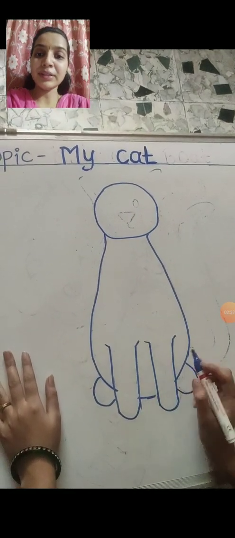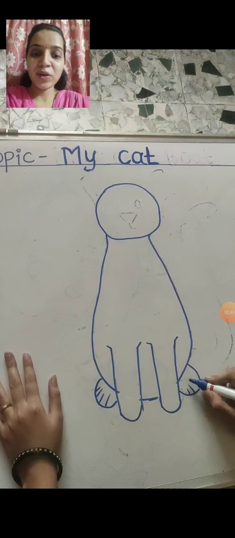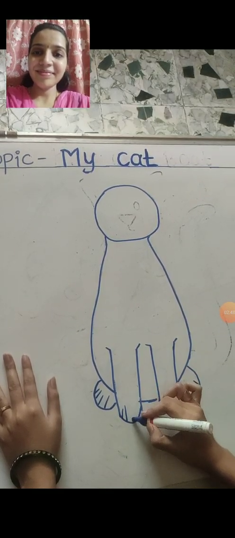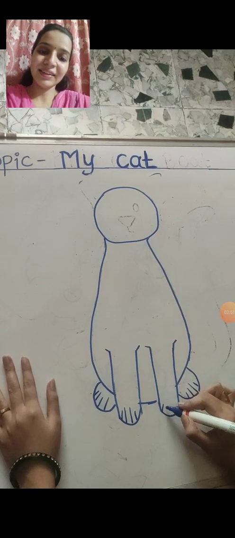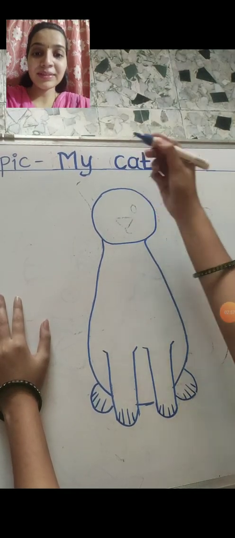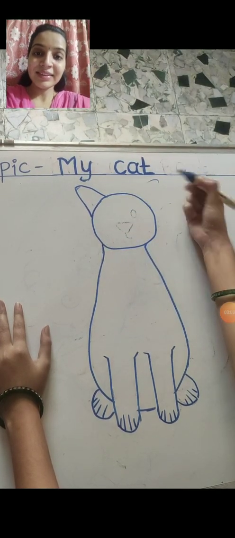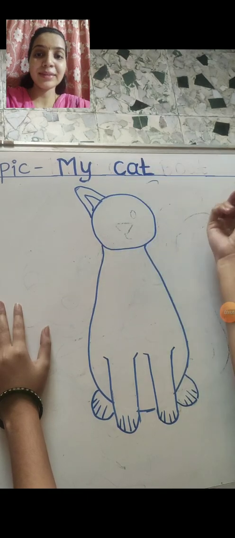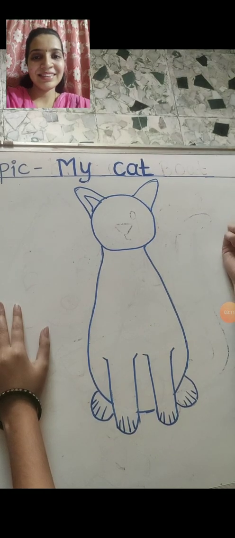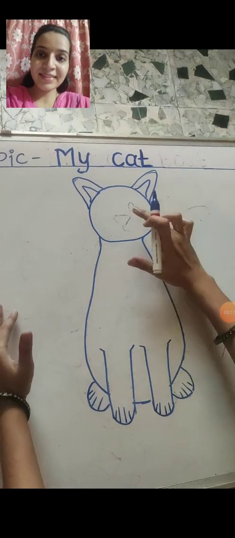Now draw the nails of the cat. How I am making it. Don't make more. Only four lines like this. Finished. Now I am making the ears using a V shape. First make one V shape. Inside that, one more. Like this, make big ears. Another side also the same way. Over.